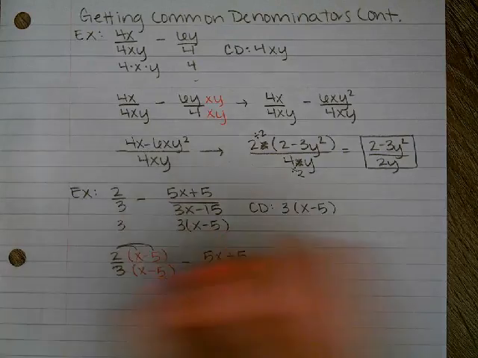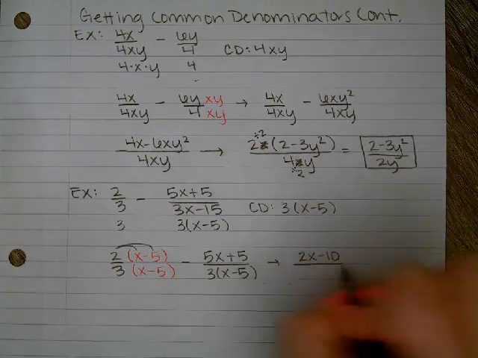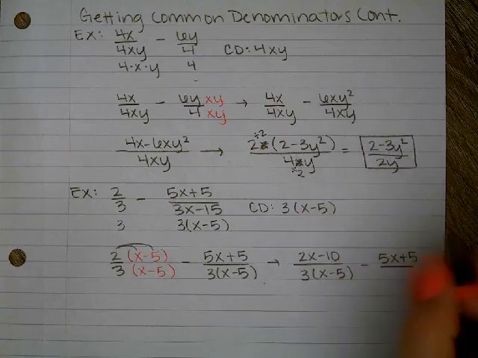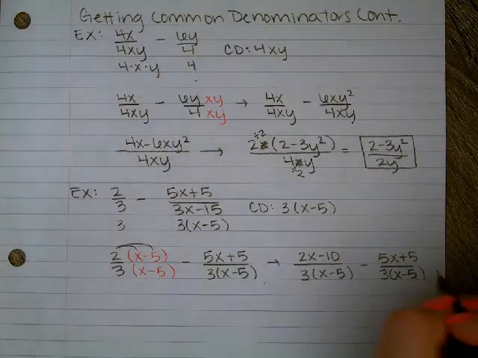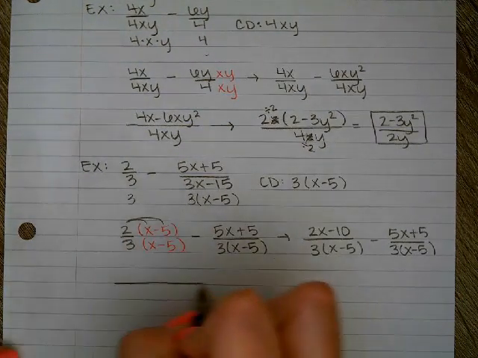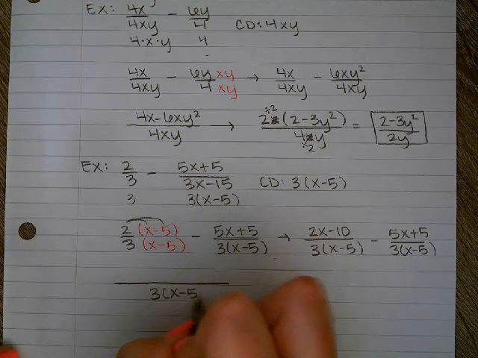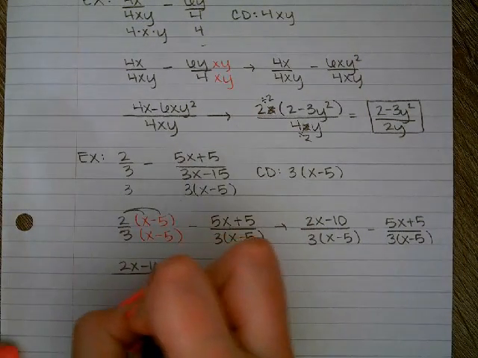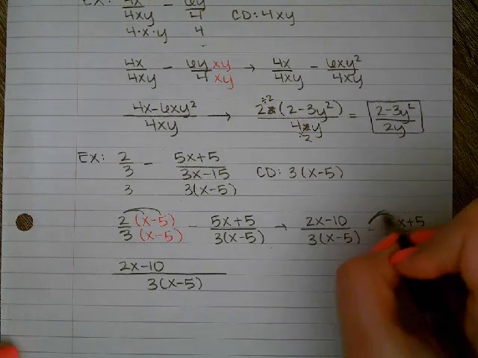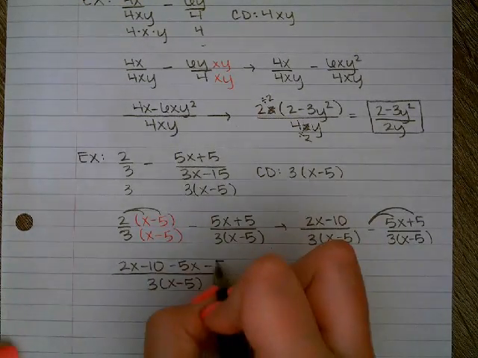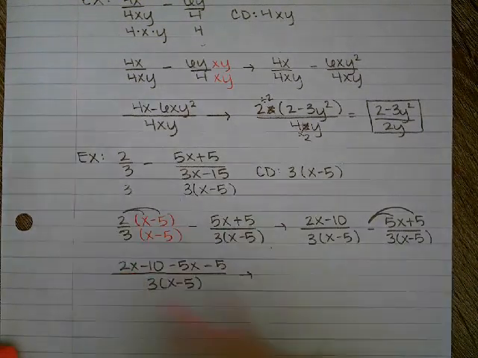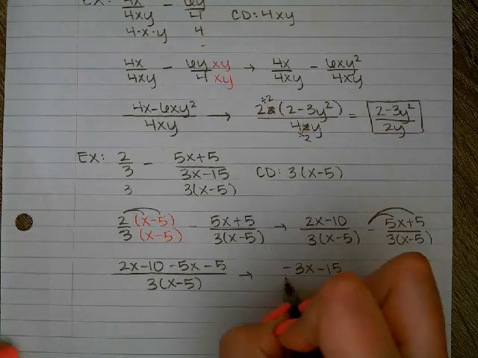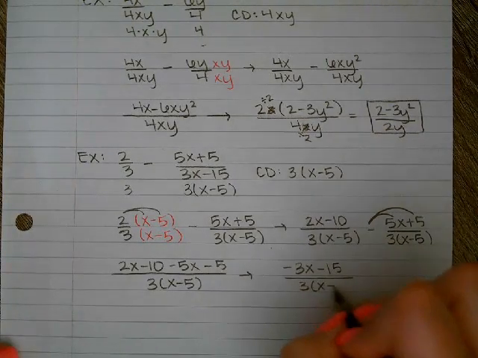All right, so next I'll write down what I have. Again, I'm doing a really good job of showing my work so that I don't make little mistakes, especially when the math is new to me. So now I'm going to write it as one fraction with a common denominator. 2x minus 10, I'll distribute that negative, minus 5x minus 5. So 2x and negative 5x makes negative 3x. Negative 10 and negative 5 makes negative 15. So 3 and then x minus 5.